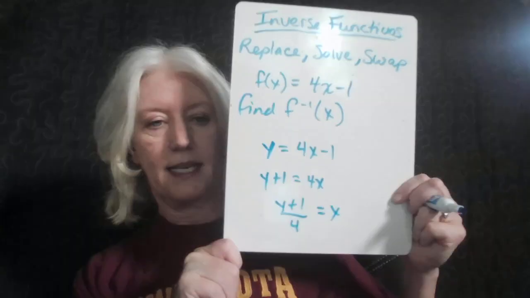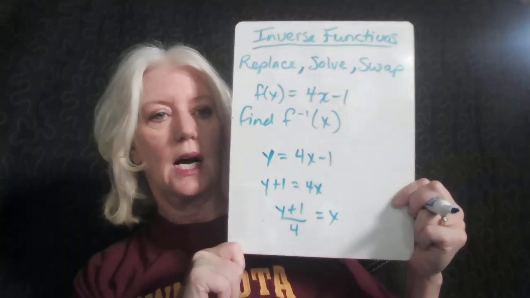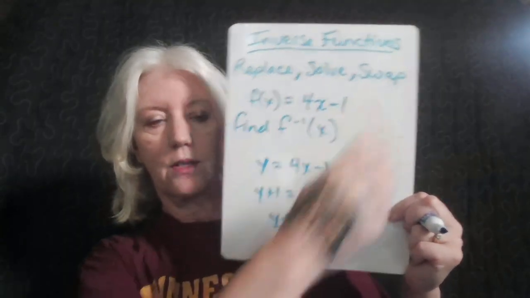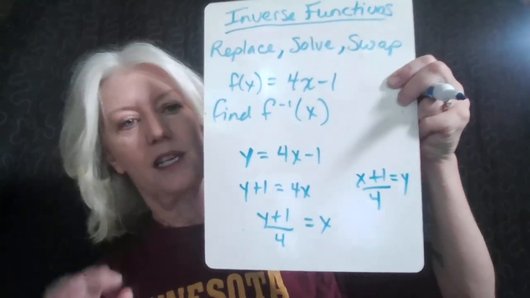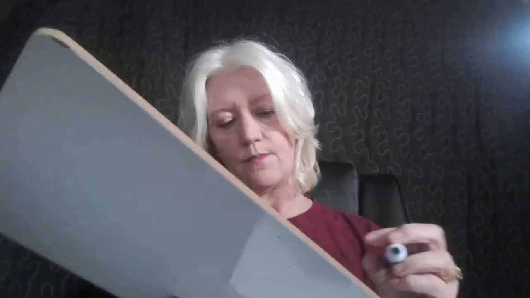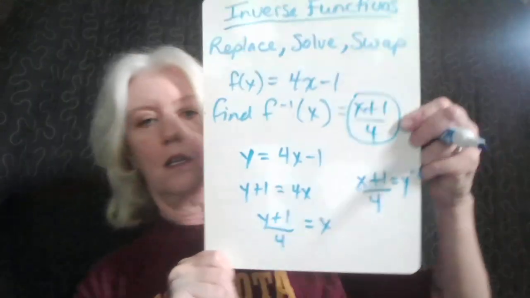So I'm basically done now. Now I just need to swap the variables. So I make my x y and I make my y x. So I have x plus 1 over 4 equals y. But it's not really y. It's y negative 1 because we already knew what y was. So y negative 1, which is the same thing as saying f negative 1 of x equals x plus 1 over 4. There you go.